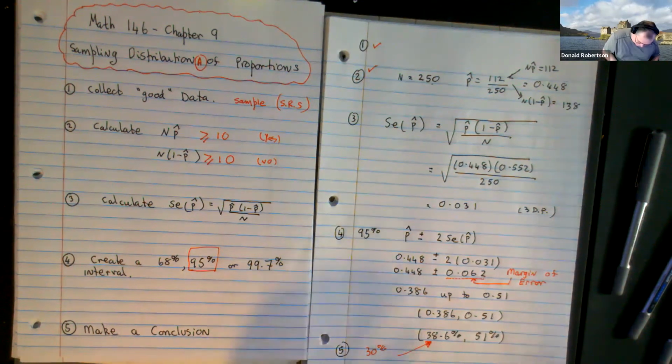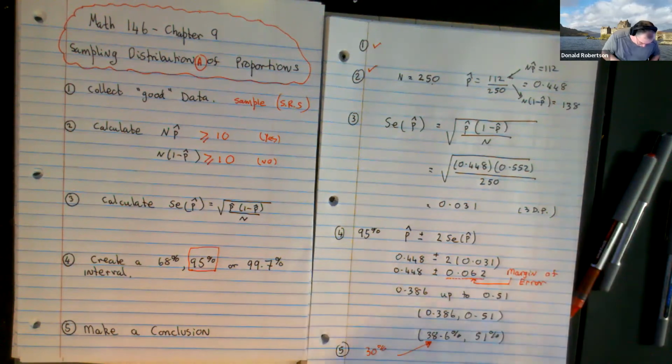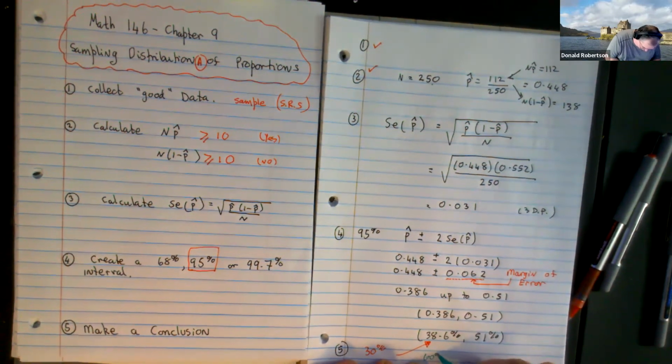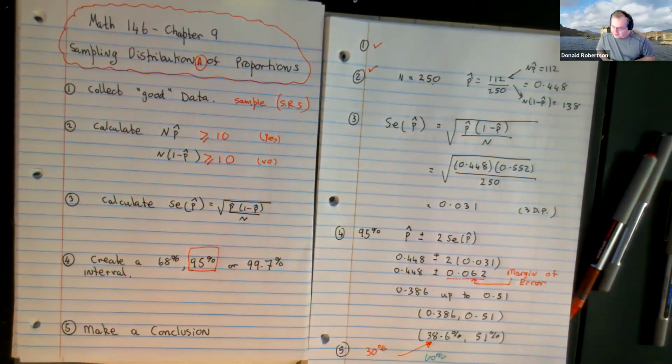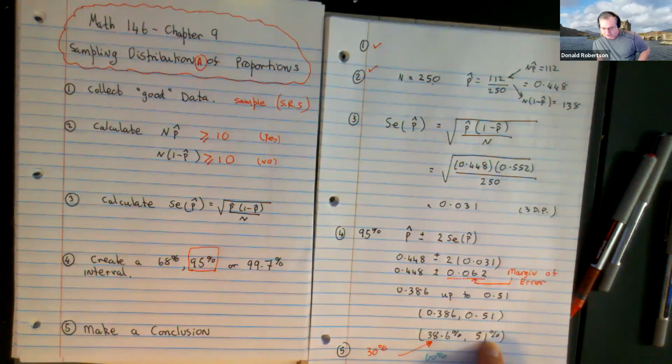Maybe they tell you, well, we thought it was 60%, right? Because, you know, that's what our gut feeling was, that 60% of teenagers like football. Well, wouldn't this be evidence? Nah, it's not 60%. It's less than that. So you can make a conclusion based on the numbers that are in the interval.